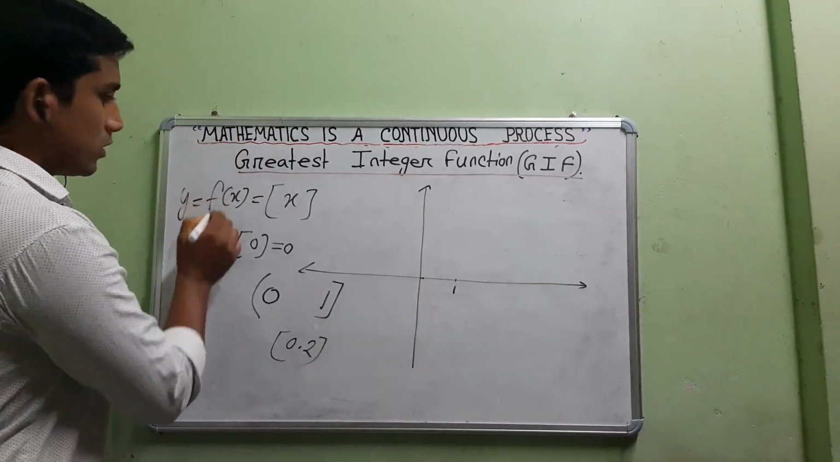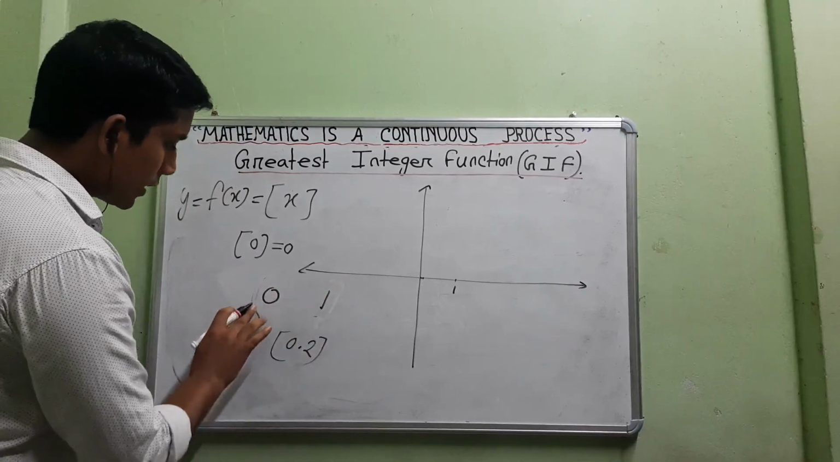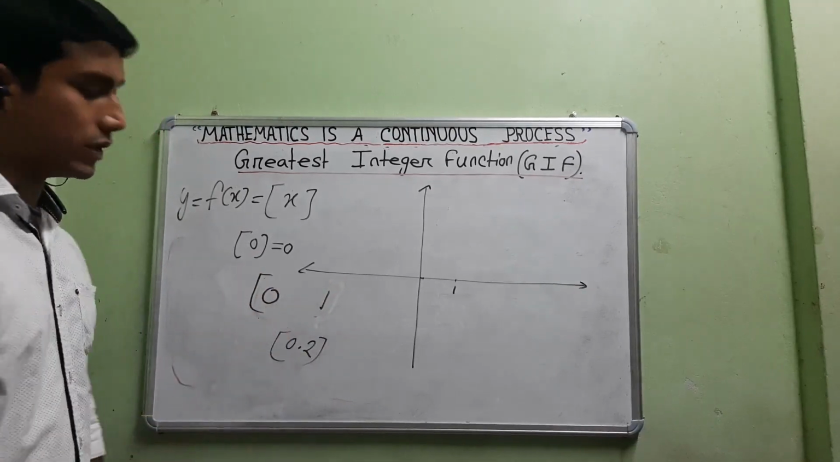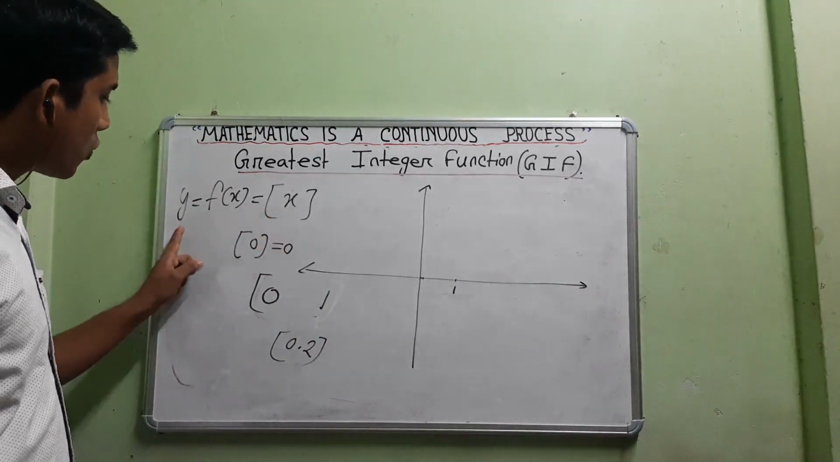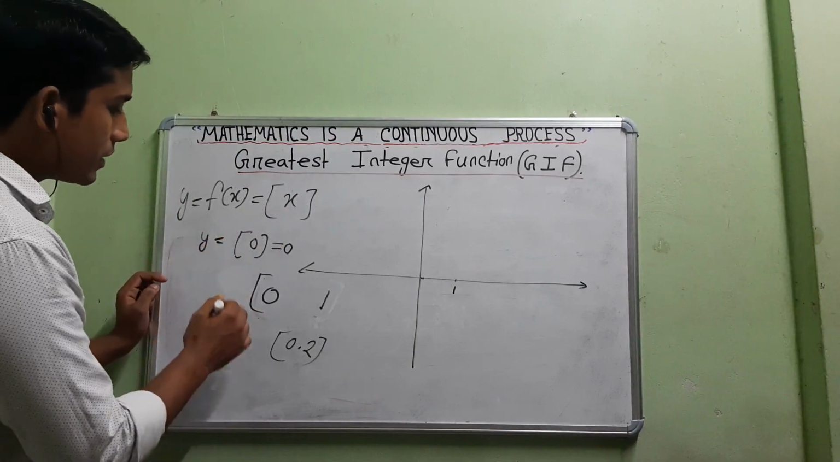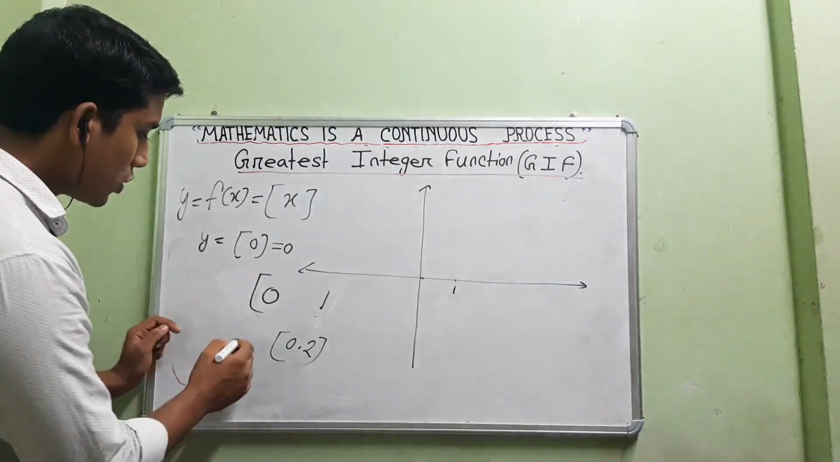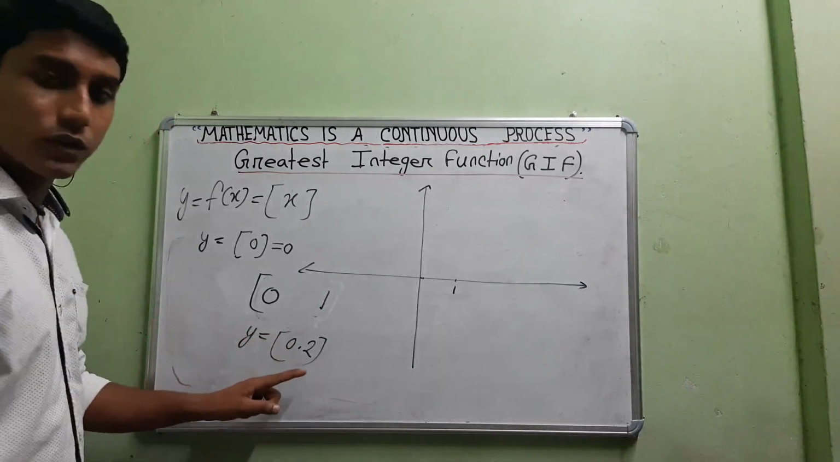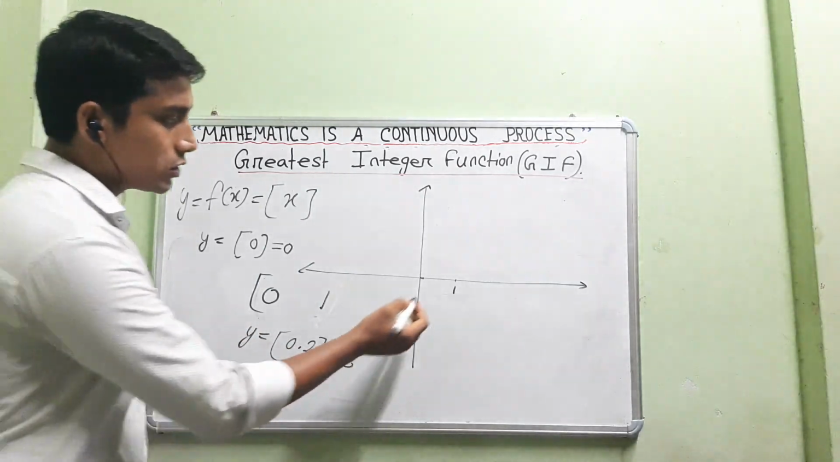Here it would be closed, because I have started from 0. So closed at 0. I have started from 0. So if I put x equal to 0, y is equal to 0 only, isn't it? Now I am increasing the value. Now I am taking 0.2. If I take 0.2, so y will be what? Box of 0.2. It is again 0, because the greatest integer less than 0.2 is 0. So it is again 0.